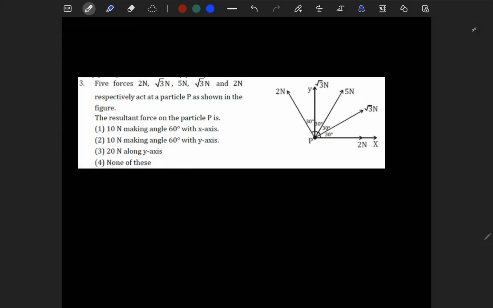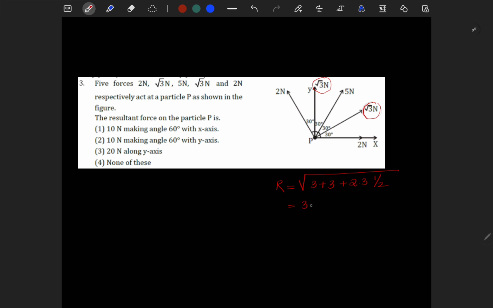So if you observe here, first I will find out the resultant of this root 3 Newton and this root 3 Newton, which are inclined at an angle of 60 degrees. So the resultant of root 3 and root 3 would be R is equal to root of root 3 square, which is 3, again root 3 square, which is 3, plus 2 times root 3 into root 3, which is 3, and cos 60 is 1 by 2. So that will give you, 2 got cancelled, and you have root 9, which is 3.